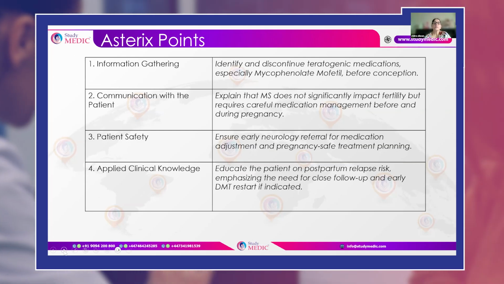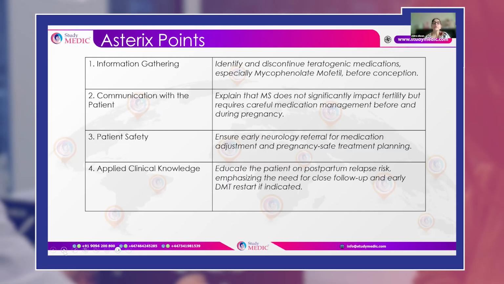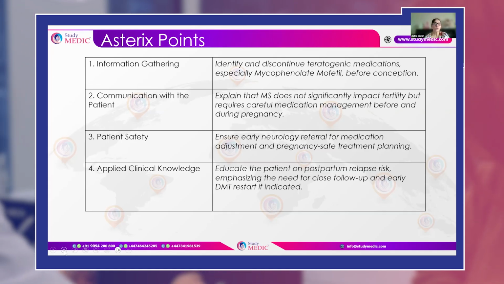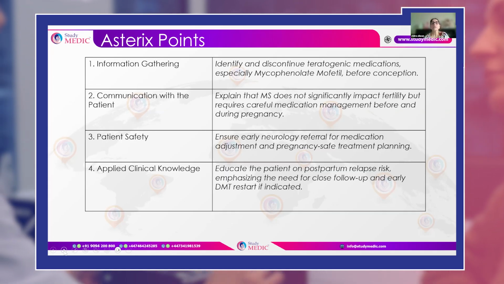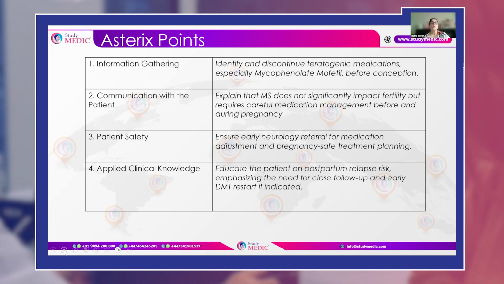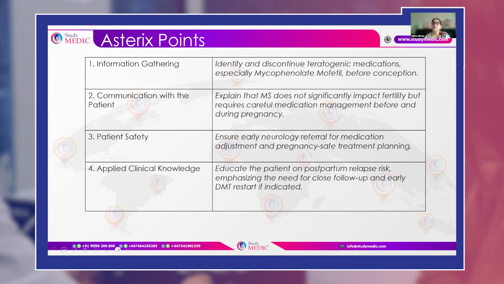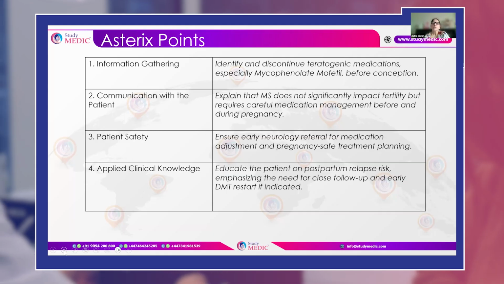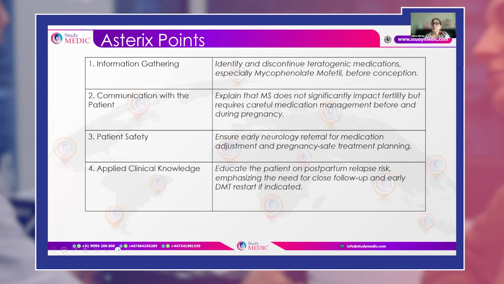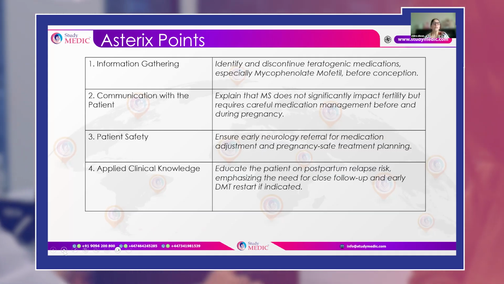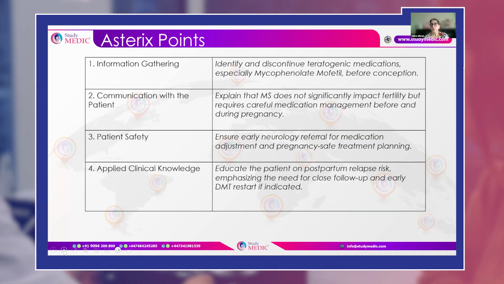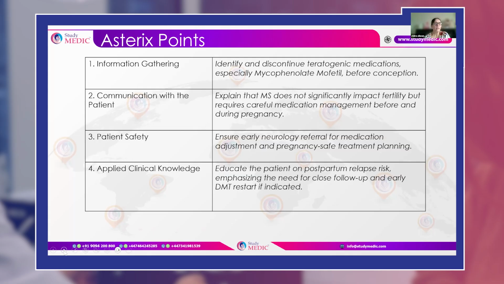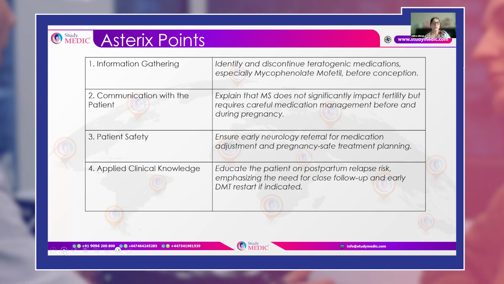Now, asterisk points in information gathering, make sure that you identify the drugs. So mycophenolate mofetil is one drug that has to be stopped before conception. If you do not get this in the information gathering, you are going to lose points. Then communication with patients. So explaining that it does not impact fertility, requires careful medical management during pregnancy. Patient safety, that early neurological referral and medication adjustment, and in the applied clinical knowledge, you have to educate the patient on postpartum relapse risk, emphasize the need for close follow-up, and early disease-modifying therapy restart if indicated.